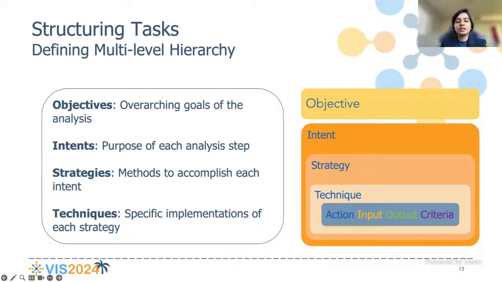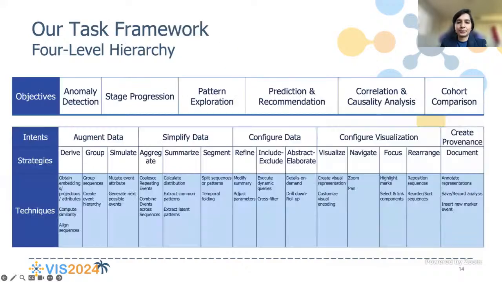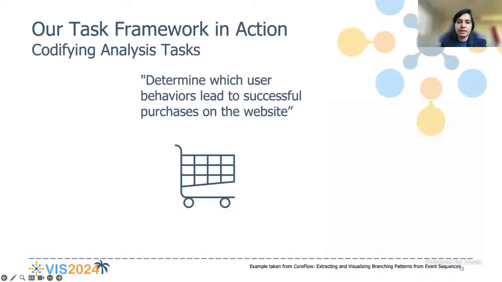So how do all these levels come together in our framework? Here is our task framework with all the details. It might look a bit intimidating at the first glance. Therefore, we are going to walk through an example to show how it works in practice. Let's look at an analysis question where marketing analysts want to figure out what leads to successful purchases to demonstrate the application of our framework.